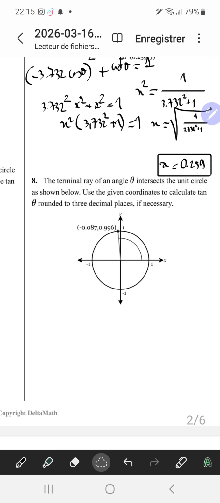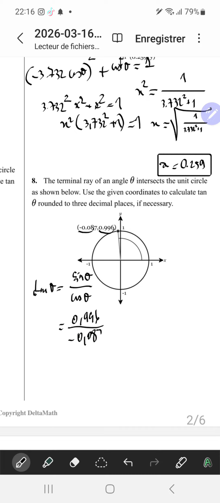Here we have cosinus and sinus, and they want tangent. So tangent theta is simply the quotient of both. So it's sinus theta over cosinus theta, which means that it's minus. No, the sinus is the second coordinate, so it's this over this. That's it.